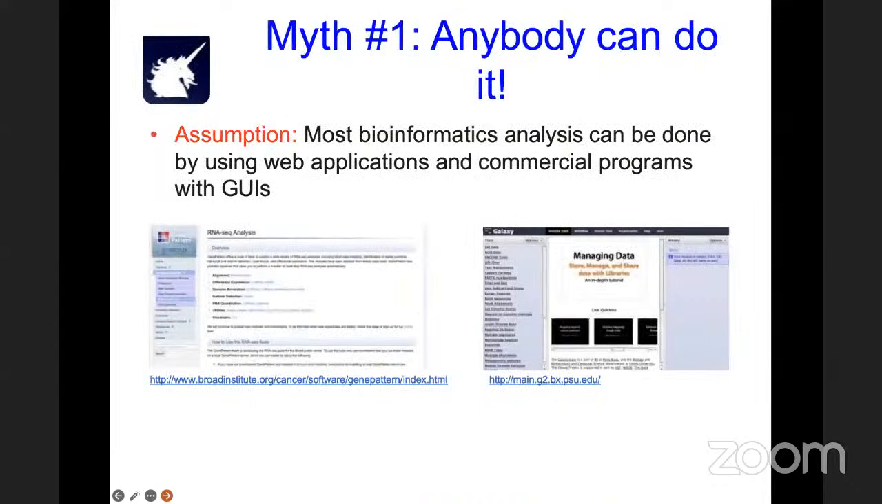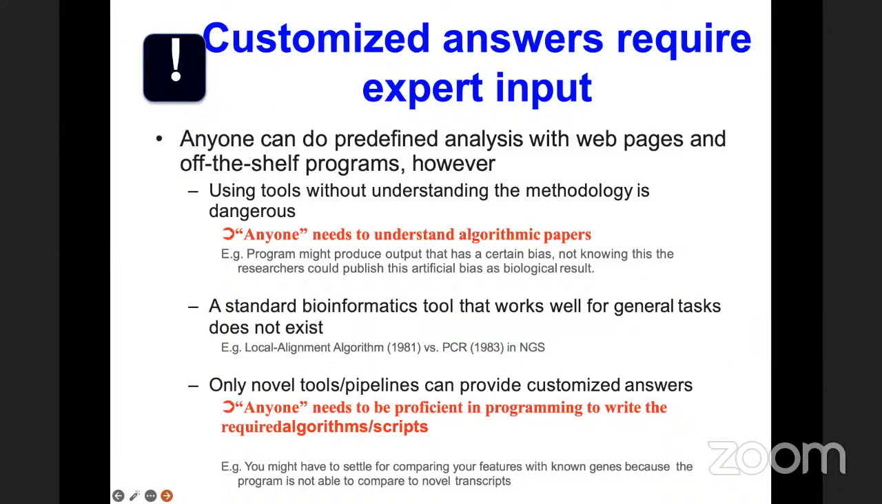Now, still 5 minutes are left. I'm just at the end of my talk, but I want to clear up a few myths. The first myth is the assumption that bioinformatics is very easy, simple, a GUI based application where the user just has to put in and draw the data. No, that is not a real thing. Anyone can use a predefined analysis using a web page application.